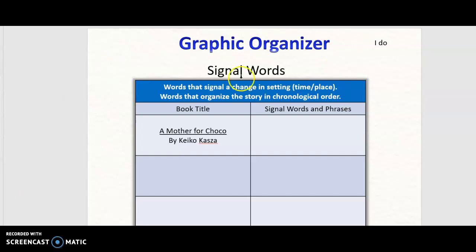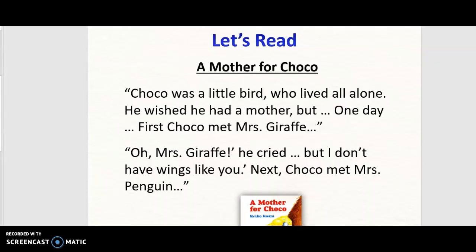All right, so here's our graphic organizer. And the book that we're going to use is called A Mother for Choco. And let's read this together. A Mother for Choco. Choco was a little bird who lived all alone. He wished he had a mother, but one day, first, and I actually read that whole section to the students, the entire book. I found the PDF for it.